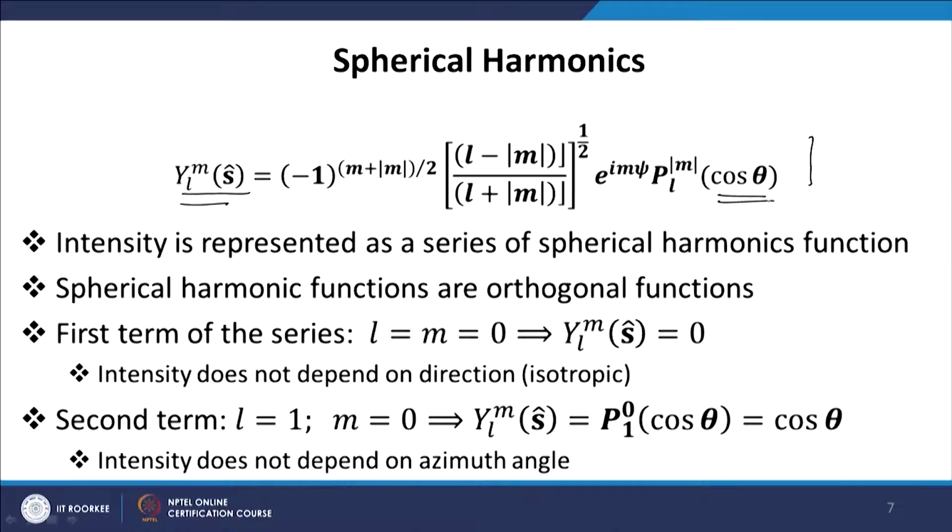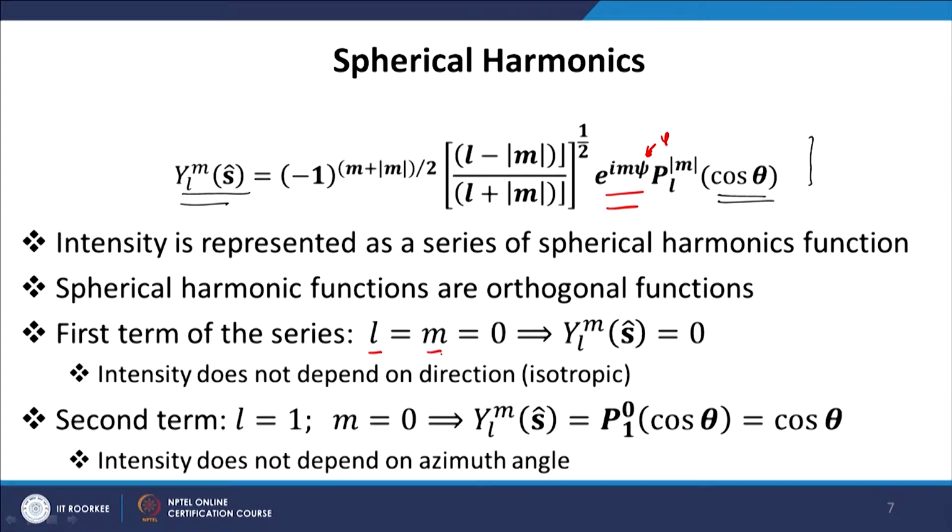It has dependence on the polar angle cos theta, and it has dependence on the azimuthal angle psi. Here, do not get confused with the notation; basically phi and psi are the same here. Sometimes we use phi in the spherical harmonics function. Spherical harmonics functions are used to represent the intensity, just like a Fourier series. If we retain just the first term, then L is equal to 0 and M is equal to 0, and we get Y_LM, the angular dependence of intensity, as 0. That means intensity I is isotropic for the first term.